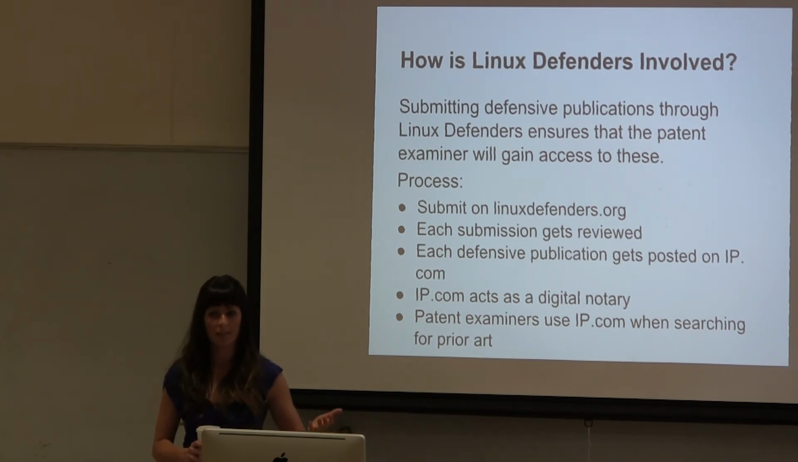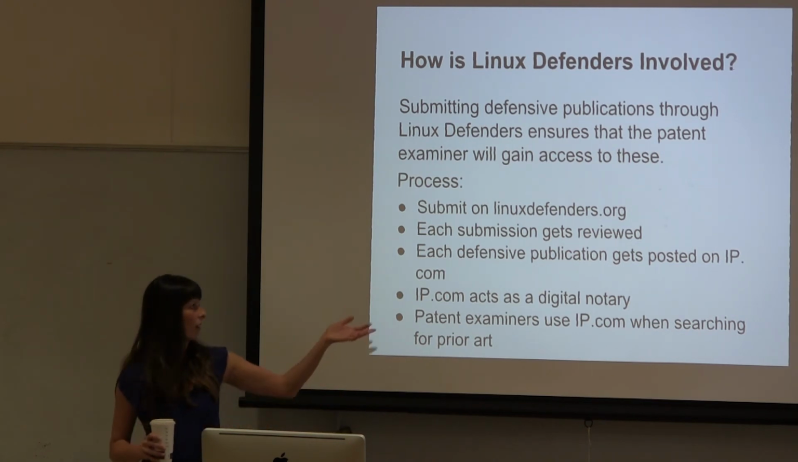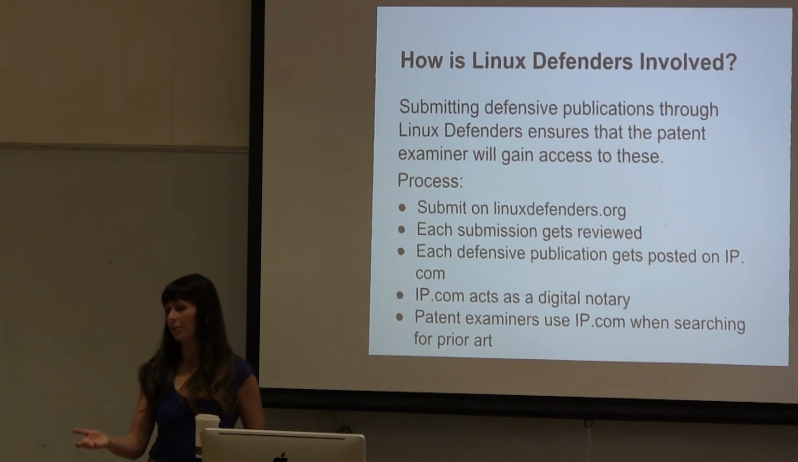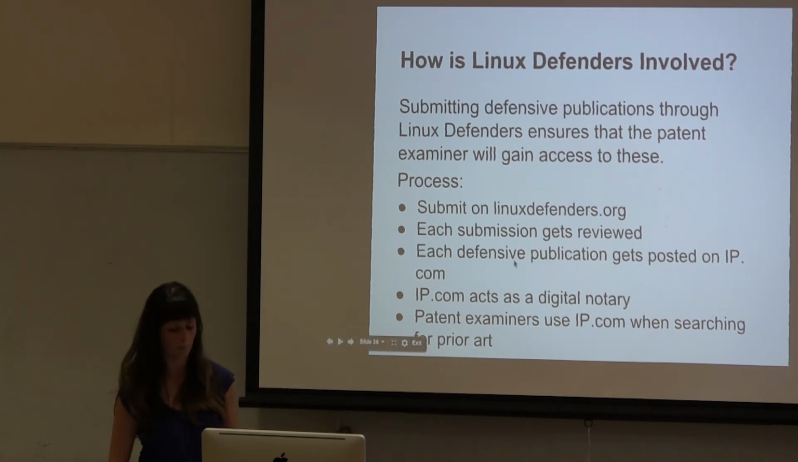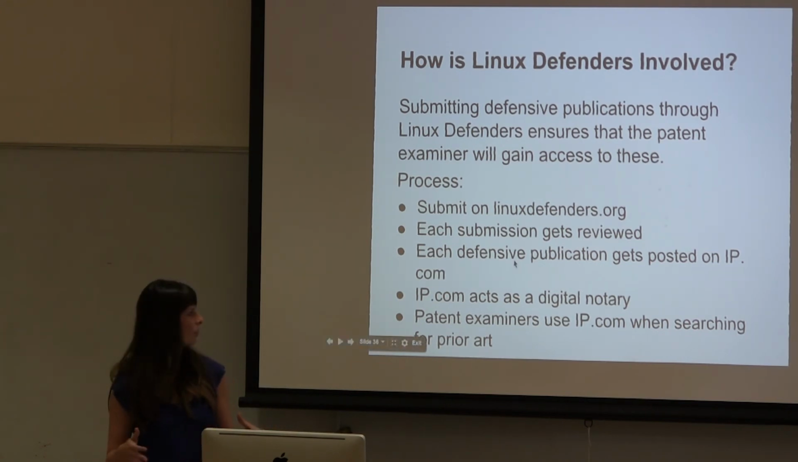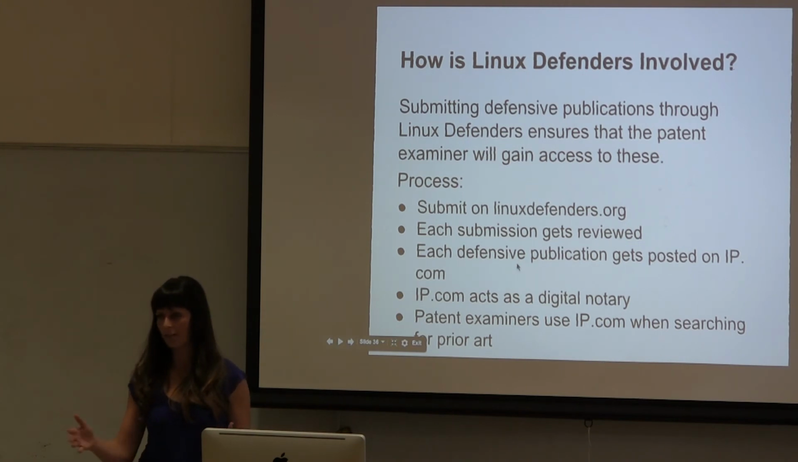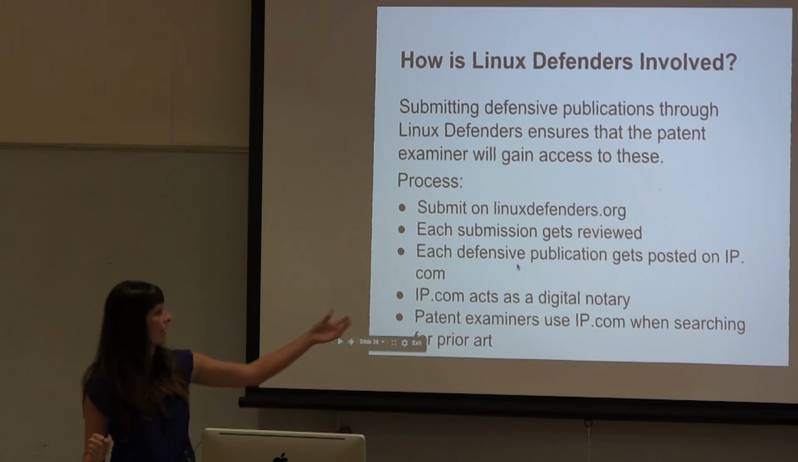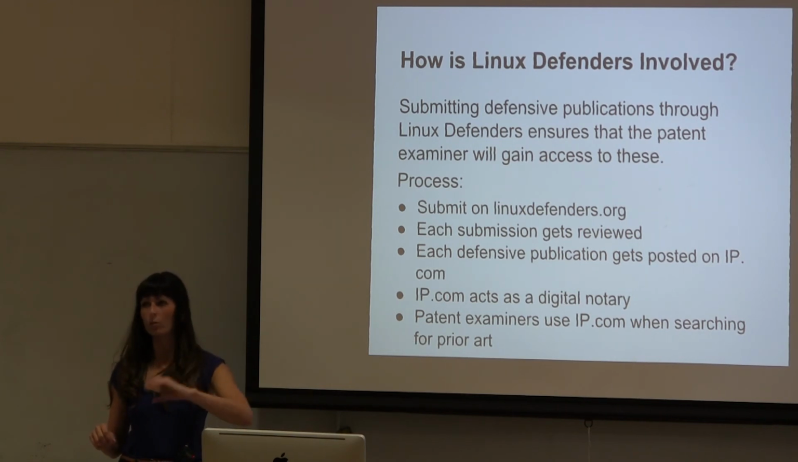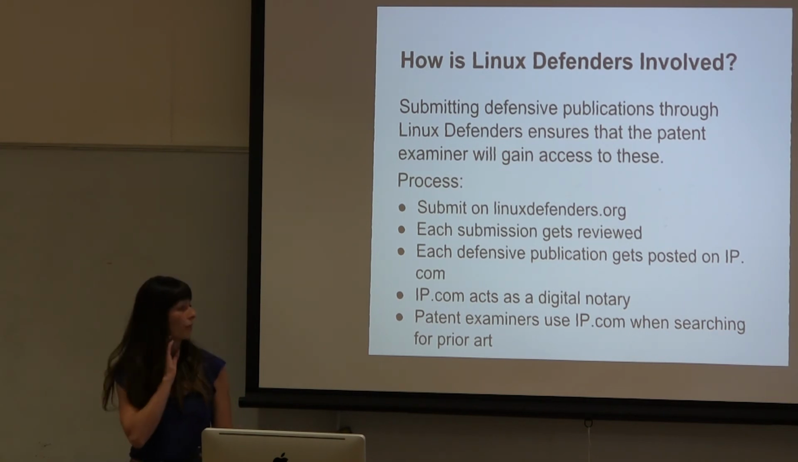So what you do is basically submit on linuxdefenders.org. My team and I review these and contact you, and say, hey, this could be improved, and we'll guide you to make this the most effective defensive publication. After it's done, we don't make the edits, you do, this is your work. It gets posted on ip.com. ip.com acts as a digital notary, so it puts that date on there, which is very important in the patent world. And then the patent examiners can use it when they're going through their prior art search.